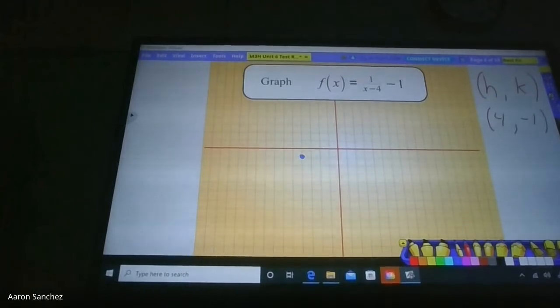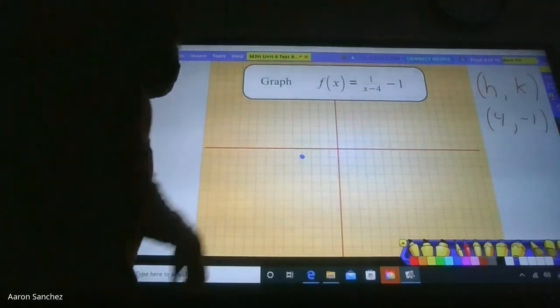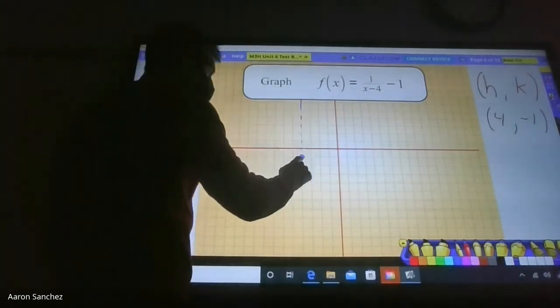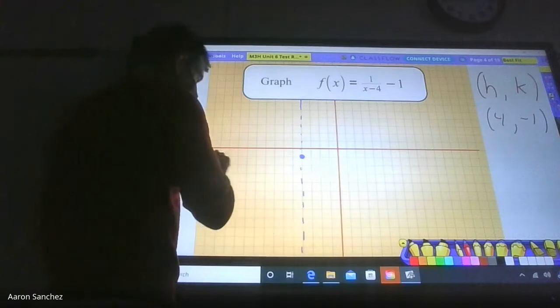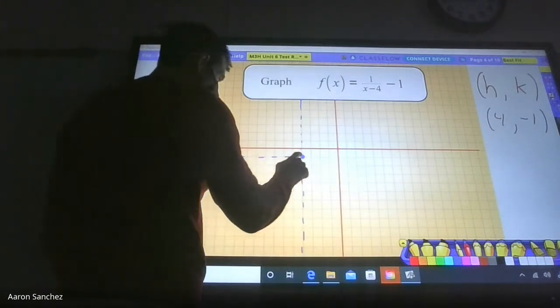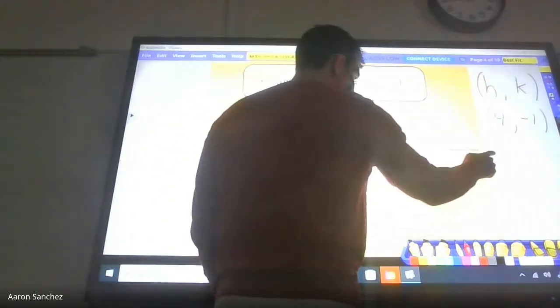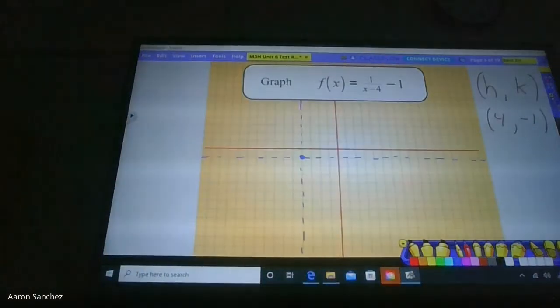What the heck? Is that our graph? No. Not even half. It's none of it. That is none of our graph. Once you get that H and K, watch this. What did I just draw there? Asymptotes.